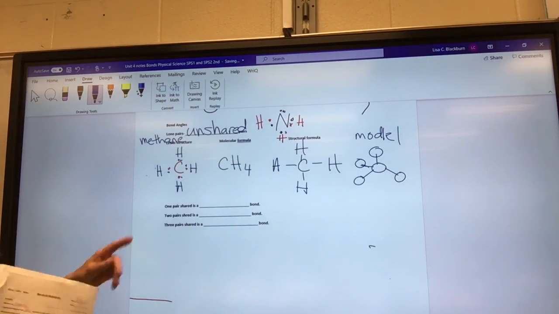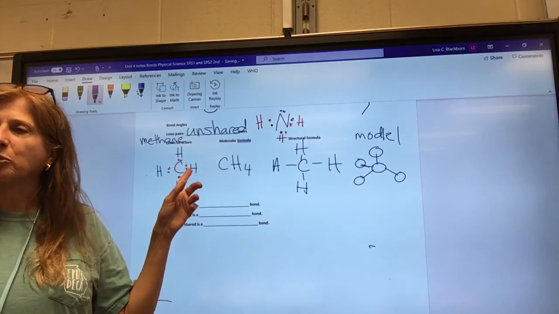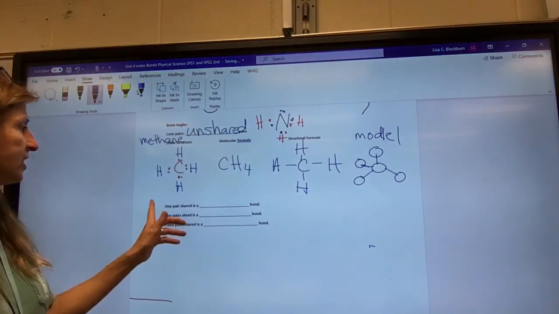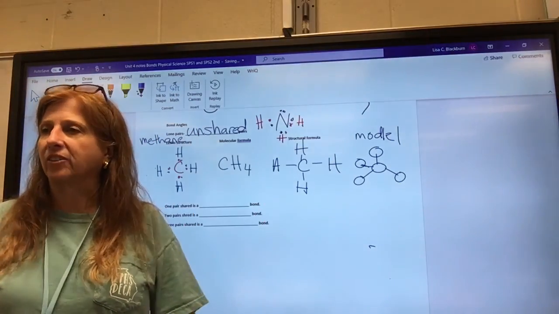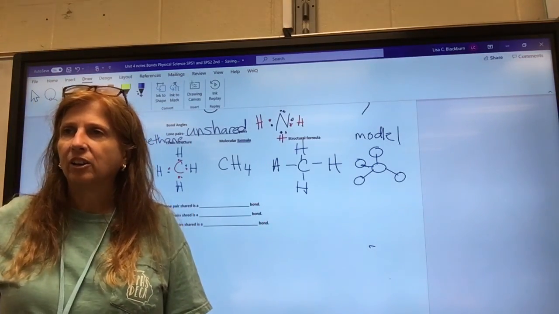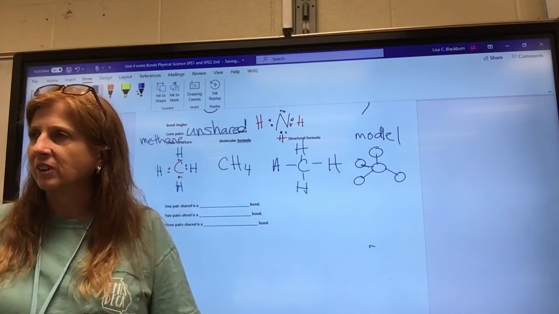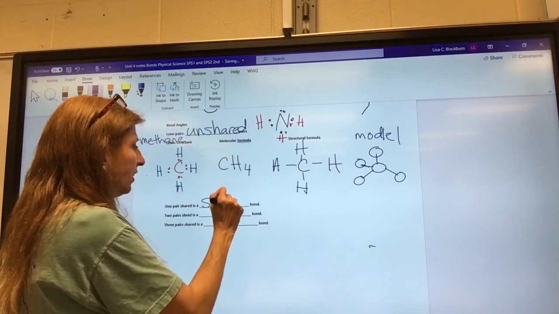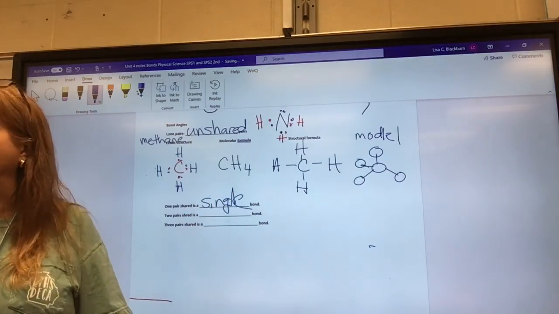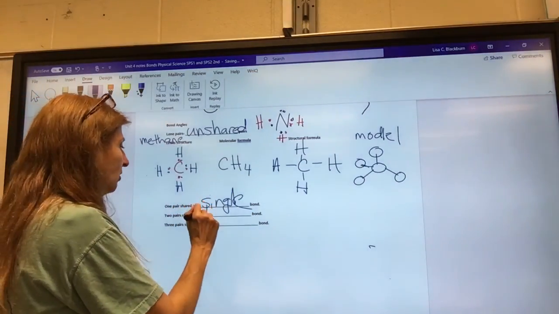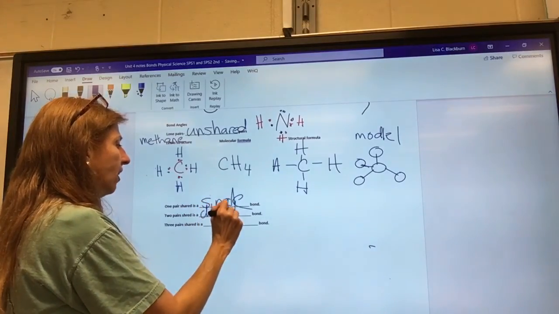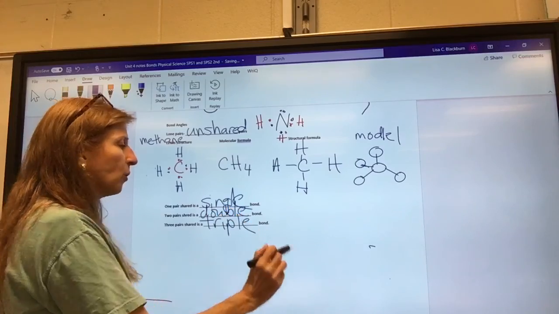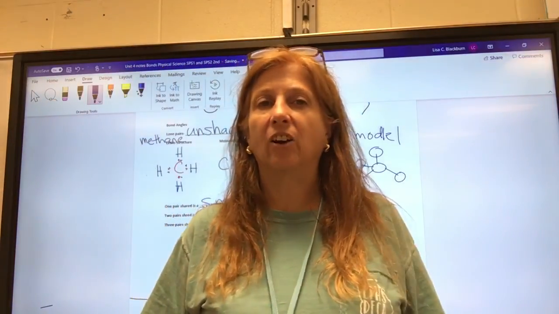Now, atoms can share more than 1 pair of electrons. If they share 1 pair, what do you think that's called? What kind of bond? Single, double, or triple? Single. You're brilliant. Yes, it's single. What do you think 2 pairs are called? Double. What do you think 3 is called? Triple, yes. So they can share more than 1, and we're going to practice that in our lab that we're about to do.